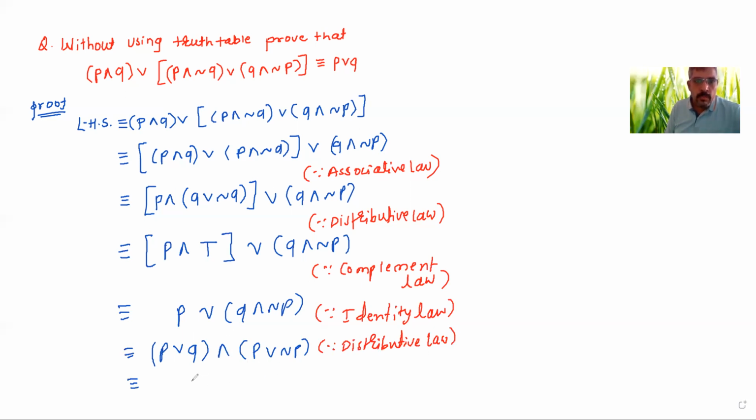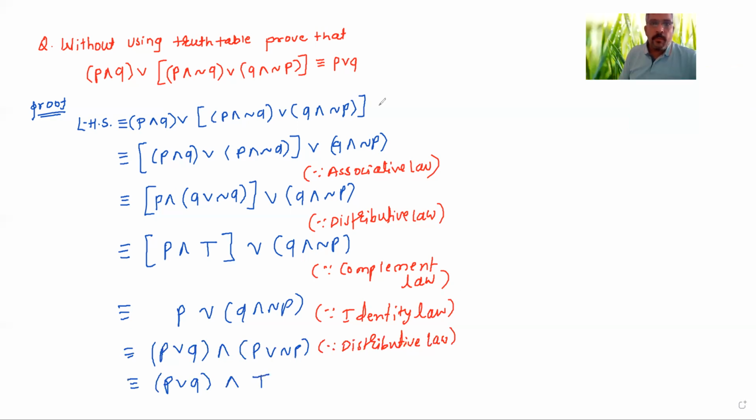Now this P or negation P is again a tautology. You know, this P or Q as it is, and for this we can write capital T, tautology. For this, the reason is complement law again.